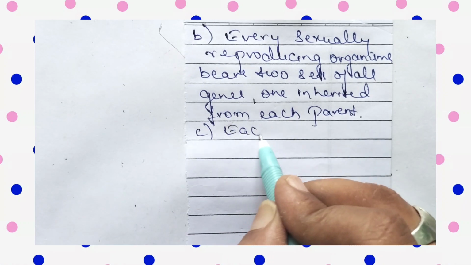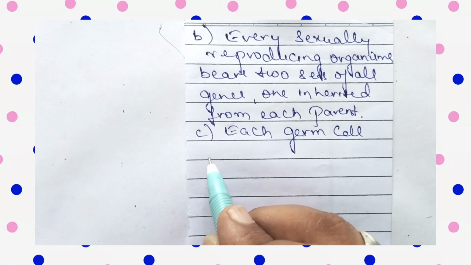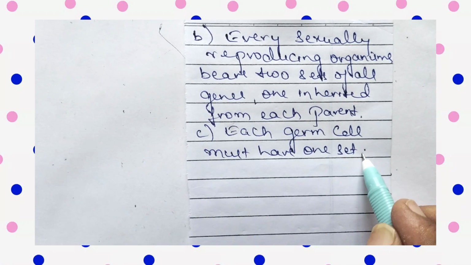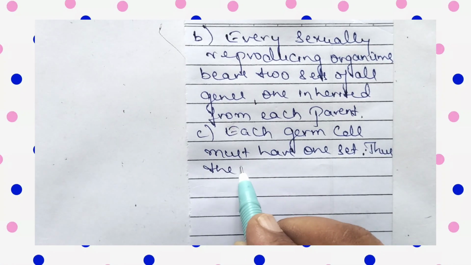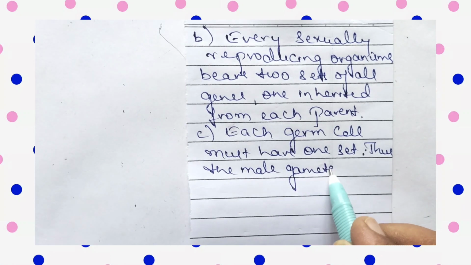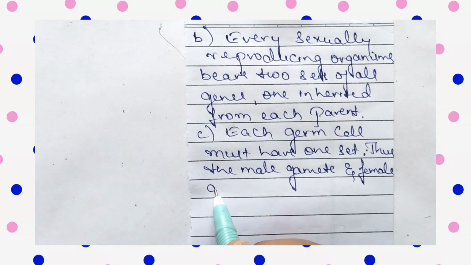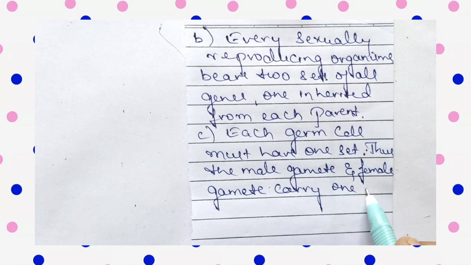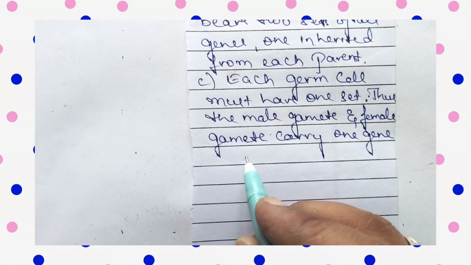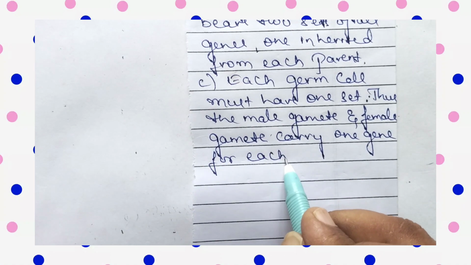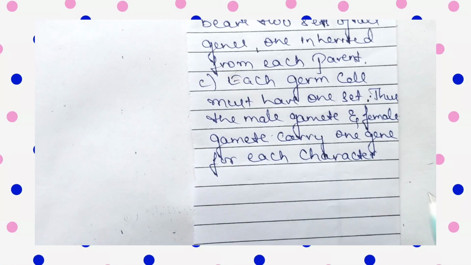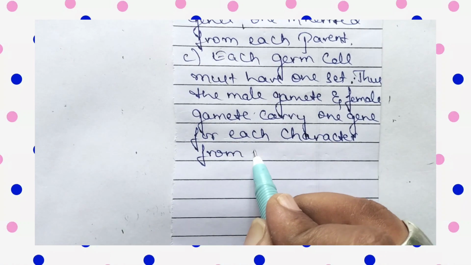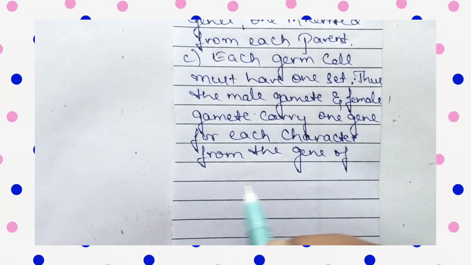Next, third point, each germ cell must have one set, thus the male gamete and female gamete carry one gene for each character from the gene pair of parents.